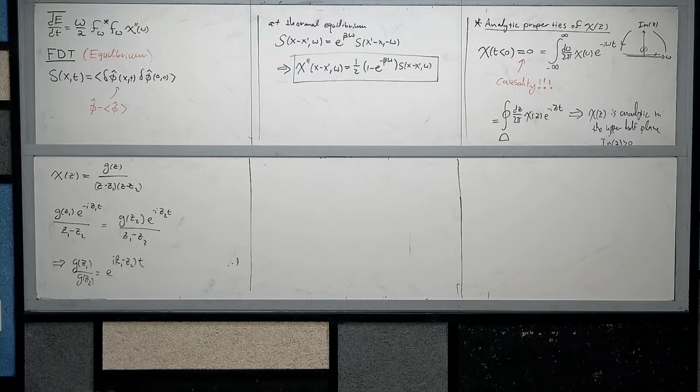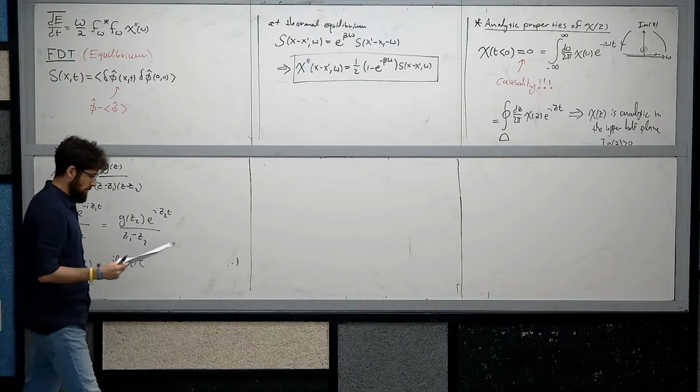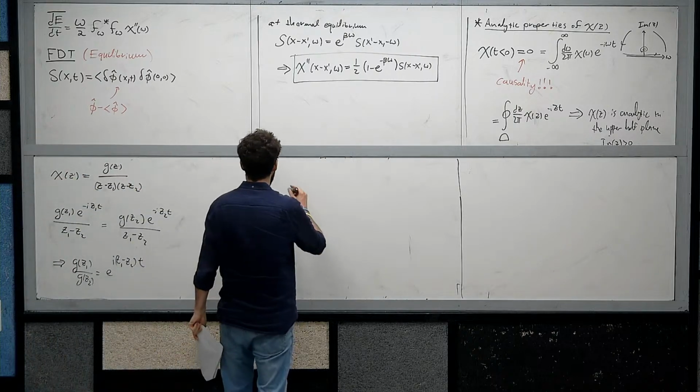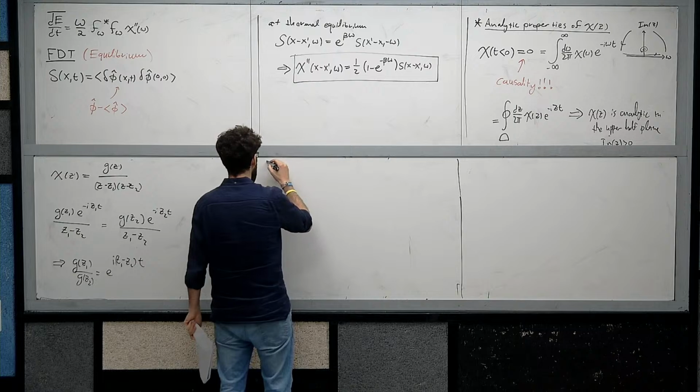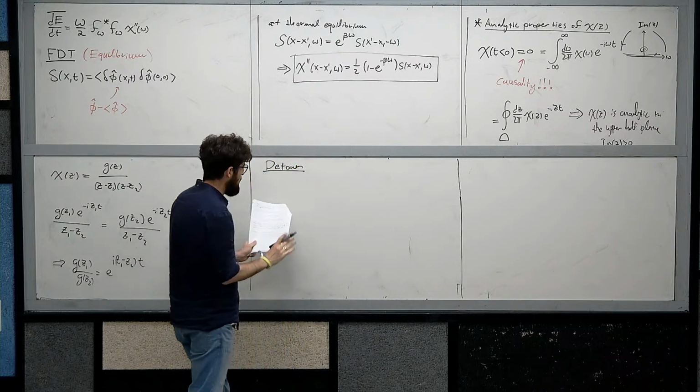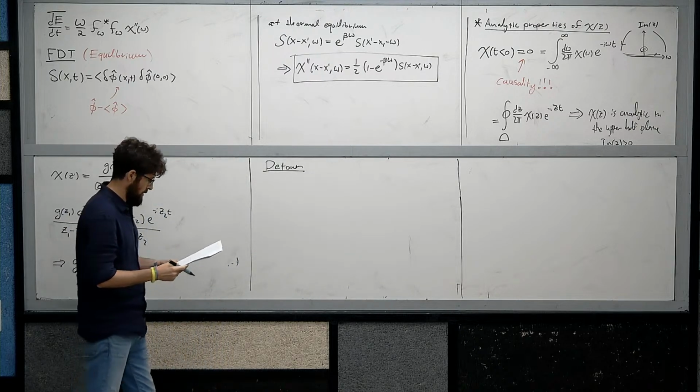Okay, so now what I want to do is take advantage of the fact that chi is analytic in the upper half plane, to get some relation between its real and imaginary parts, which is known as the Kramers-Kronig relation. To do that, I first want to define, okay, so we have a small detour. I'm just going to discuss analytic functions in general.